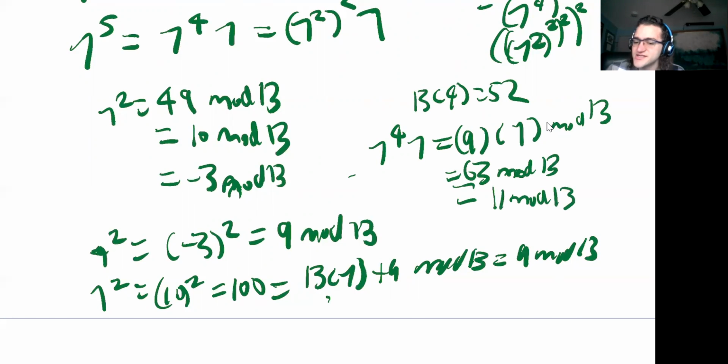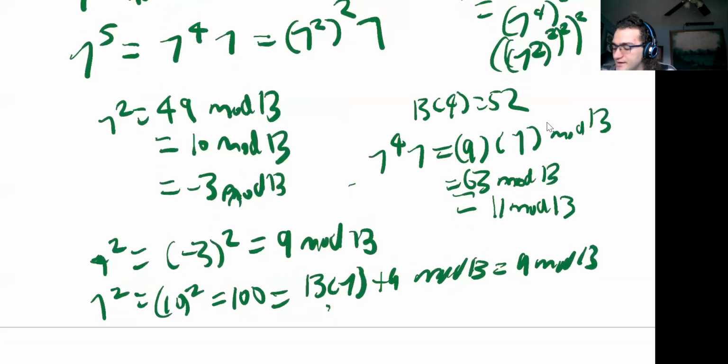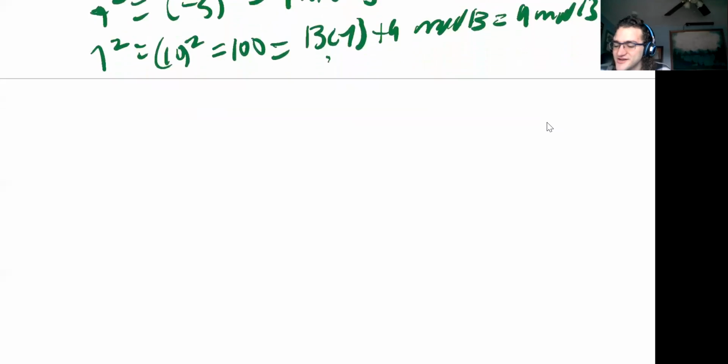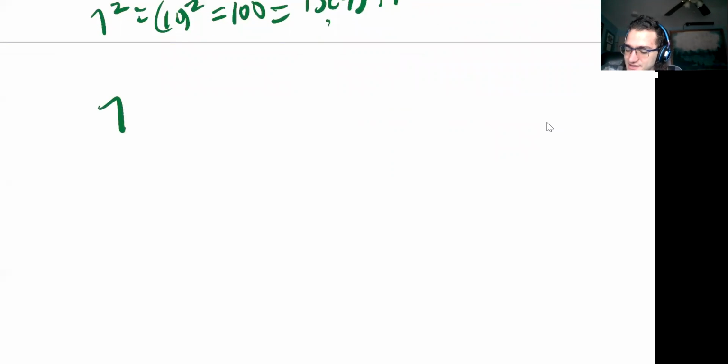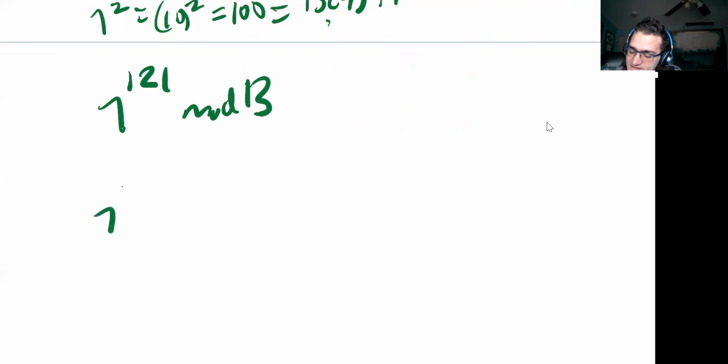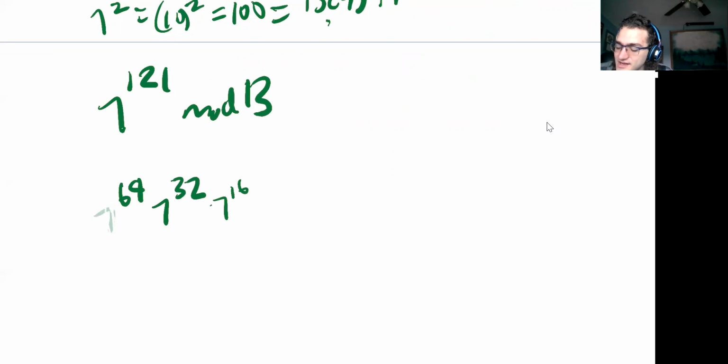And so I can do this recursive strategy to iterate and find things mod 13, but it'd be a lot trickier if I had to do something like 7 to the, I don't know, 121 mod 13. So I could do this. I could find 7 to the 64 plus 7 to the 32 plus maybe 7 to the 16, and I can keep going and find all of these things, but that'll take quite a while. But we have this approach with Fermat's little theorem that can help us solve this.